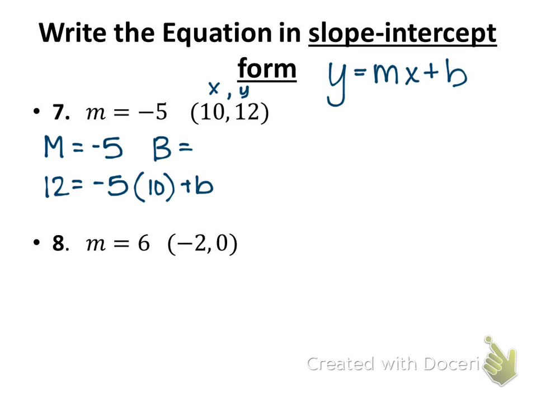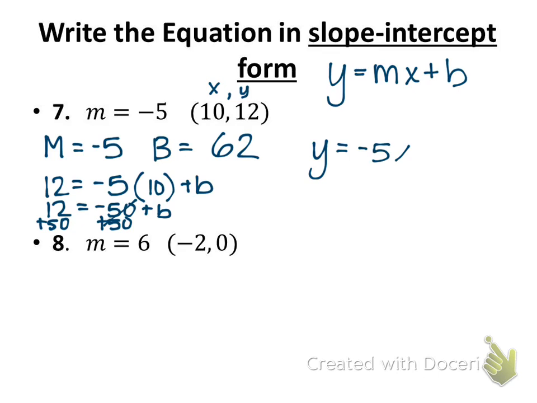So now it's just a simple solve the equation problem like what we did back in chapter 3. So -5 times 10 is -50 plus b. Now what do I do? Just add 50. Add 50. And what does b equal? 62. So now do I have the two things that I need to write an equation? Yep. And what's my final answer? Y equals -5x plus 62.